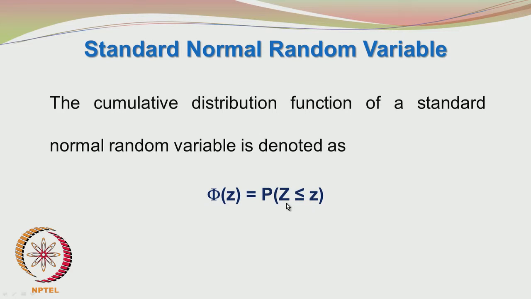We are now talking about a standard normal variable, and what is the probability that this standard normal variable will take a value smaller than that of z, and that is given by the cumulative distribution for a standard normal variable, phi of z.